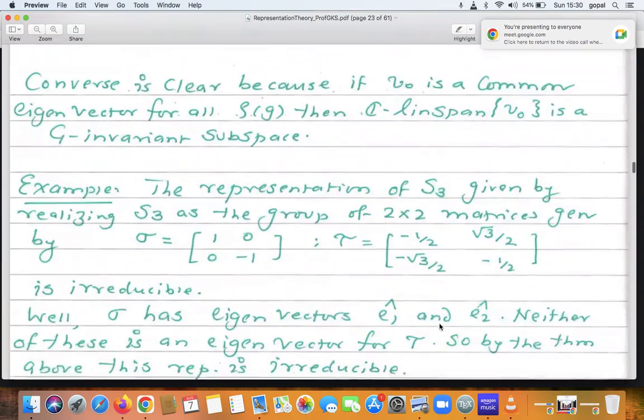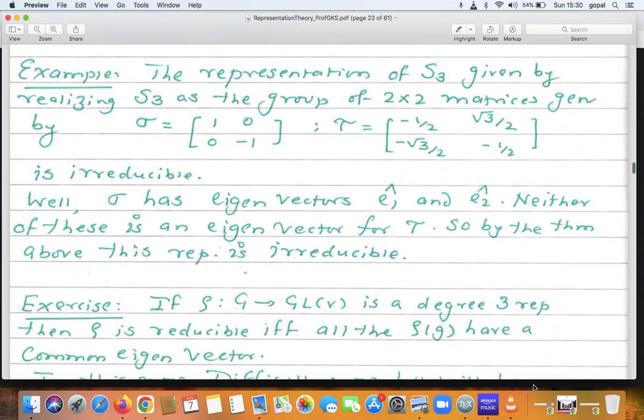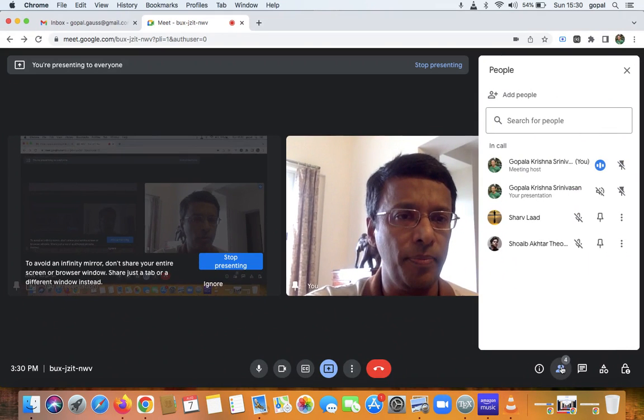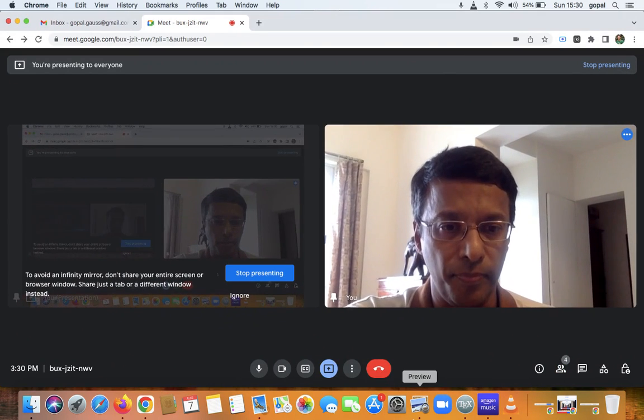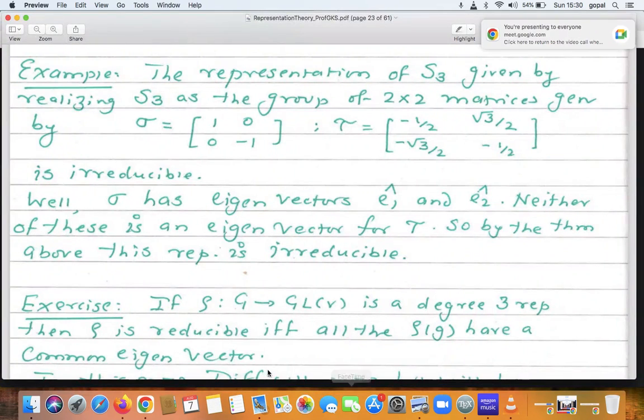Next, let us go back to the example. Let us take the degree 2 representation. S3 has our favorite example. S3 is the group of symmetries of the equilateral triangle. The vertices are 1, omega, omega squared, and the first matrix here is a complex conjugation, and the second matrix is rotation by 120 degrees.